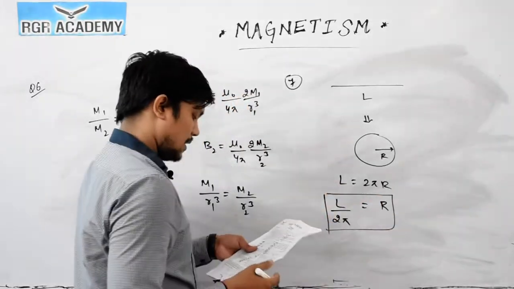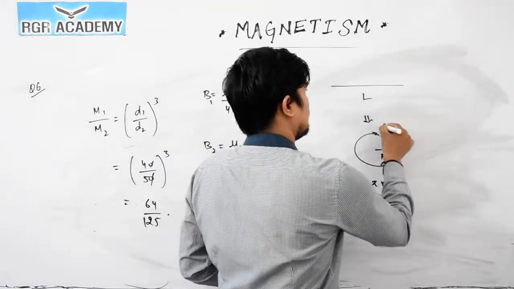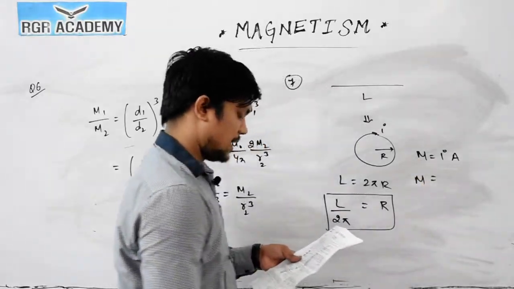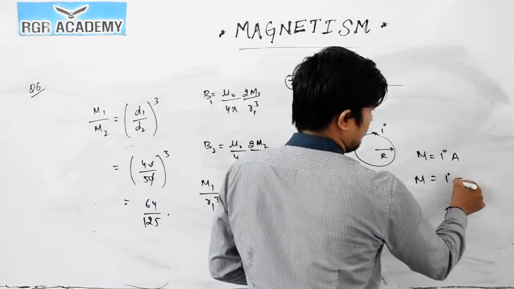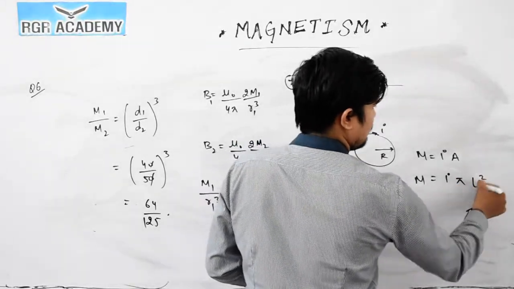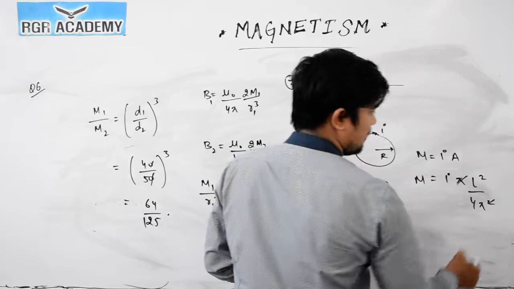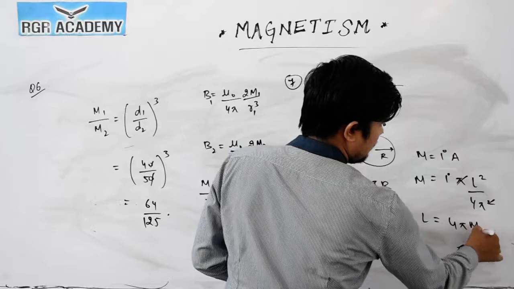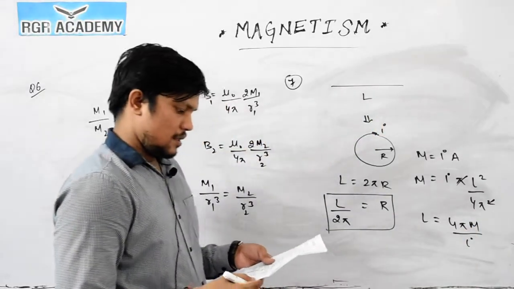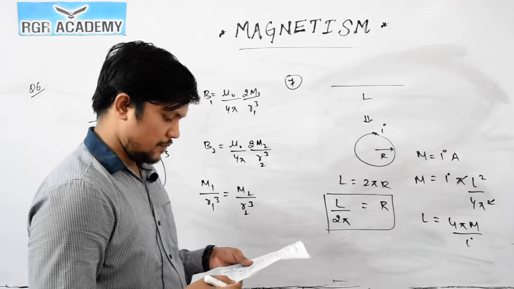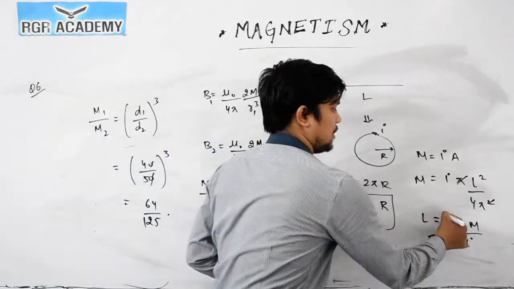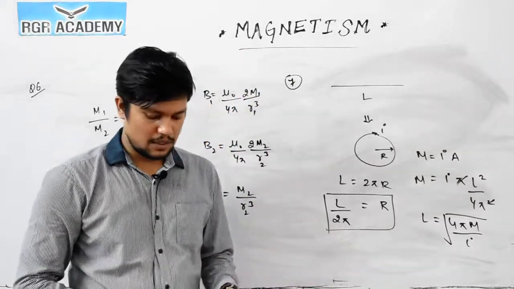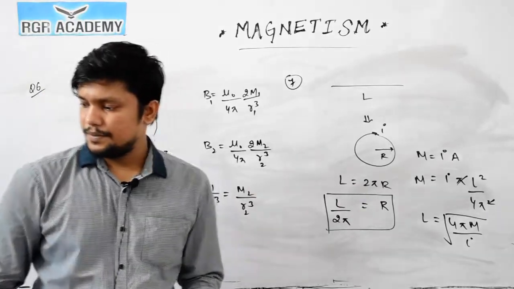Now we know that if the current is I, then magnetic moment is given by I into A. So magnetic moment is m, given, I is I, into area we can write as pi into r square. So r square will be L square by 4 pi square. So one pi will cancel out. So from this we can say L will be equal to 4 pi m by I. So the length of the wire will be under root of 4 pi m by I. Okay, so option number 3 is matching for this question. Now we will move on to question number 8.